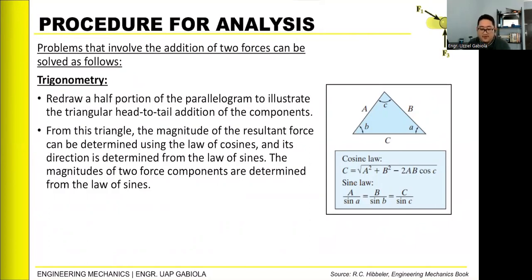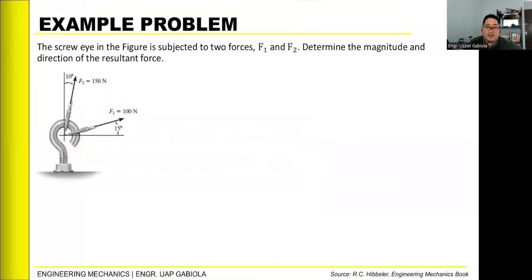So I have here four problems and we will start off with the first one. Okay? The first one, we have a screw eye subjected to two forces. This is our screw eye. It has two forces, F1 and F2. Determine the magnitude and direction of the resultant force. So we are asked to find the resultant force.